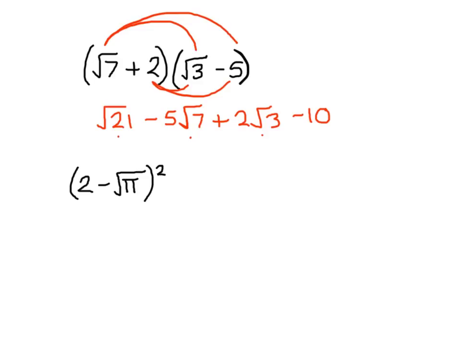Final one, and you can have a go at some of these. Expand this lot. So first of all, I need to write it out properly. If it's all squared, it's been multiplied by itself. So that's 2 minus the square root of pi multiplied by 2 minus the square root of pi. So let's expand all that out.